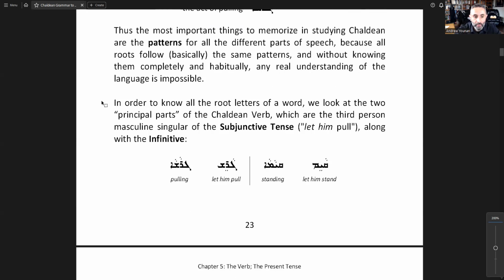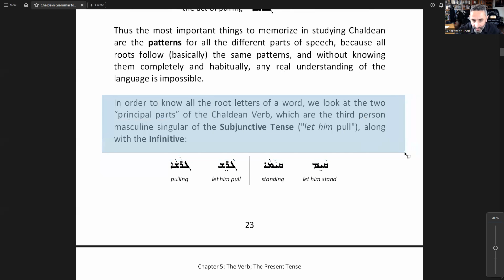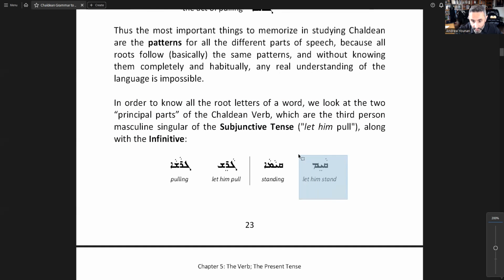Okay. So in order to know all the root letters of a word, we look at the two principal parts of the Chaldean verb, which are the third person masculine singular of the subjunctive tense, along with the infinitive. This is not very important right now, but it tells you that in the dictionary at the end of this book, when you get a verb, you're going to get two words in that entry. You're going to get this form, qayim, and this form, qiyama, or garish, grasha.